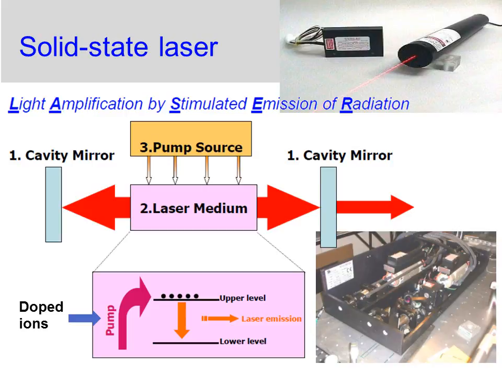They can be pumped from the lower level to a higher level, and then quickly jump back to the lower level with a laser emission. This process will repeat many times inside the cavity, and then the light, which is amplified and has a very good coherence, will come out from this mirror. Here are two pictures of laser.